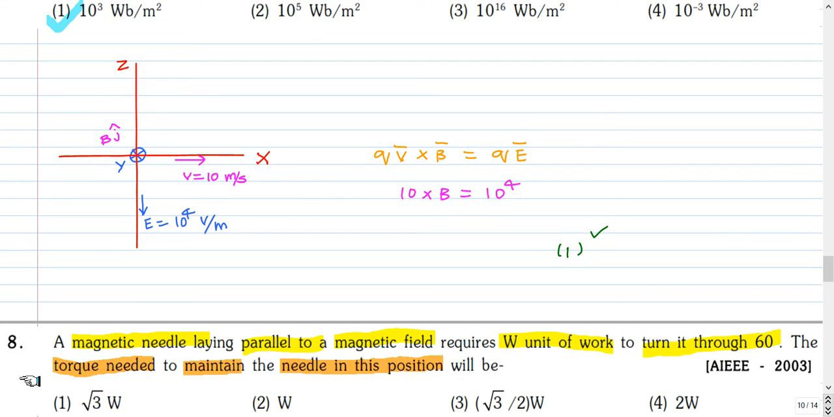This is the next question. A magnetic needle lying parallel to the magnetic field requires W units of work to turn it through 60 degrees. The torque needed to maintain the needle in this position will be. You can pause and attempt this question.